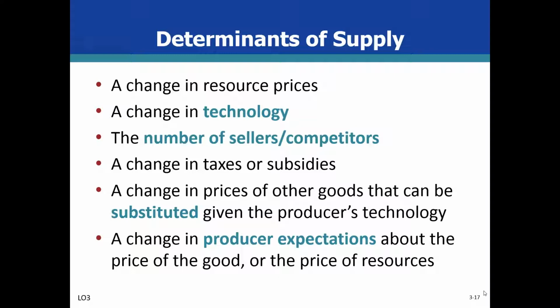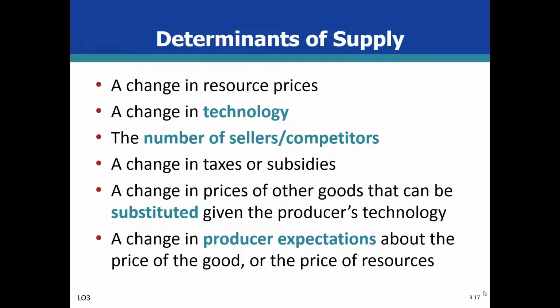Let's go through that again. If I expect price to be more in the future, my expectations about the price in the future are higher, my current supply curve is going to shift to the left. I'm going to use less of my resources to produce today and more to produce tomorrow when I can get a higher price. And the converse is also true.